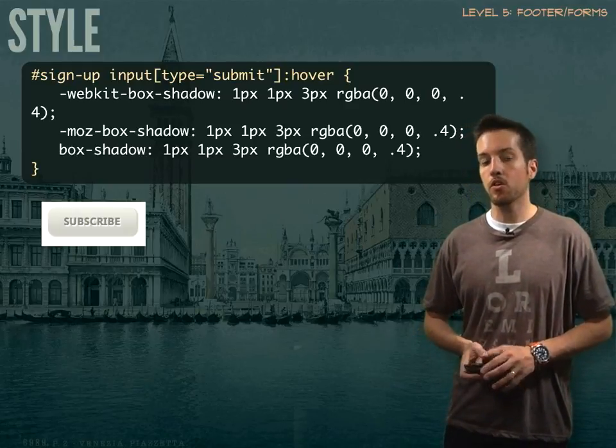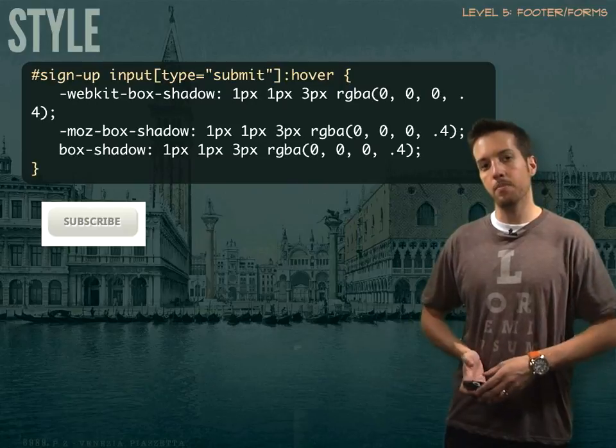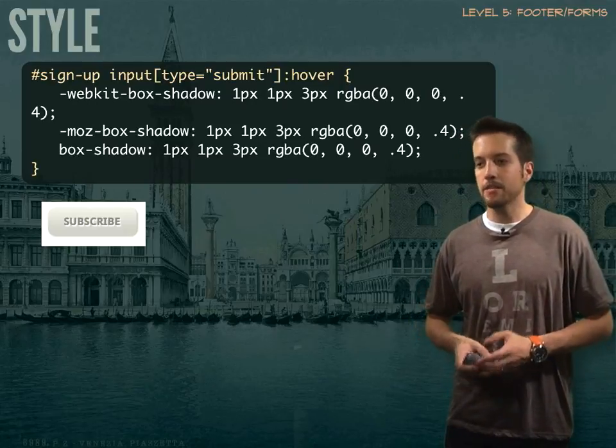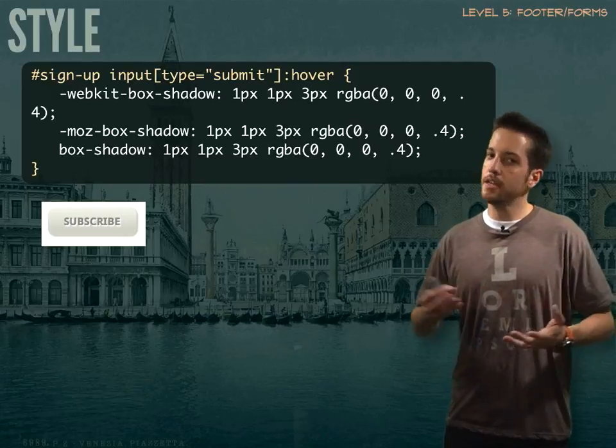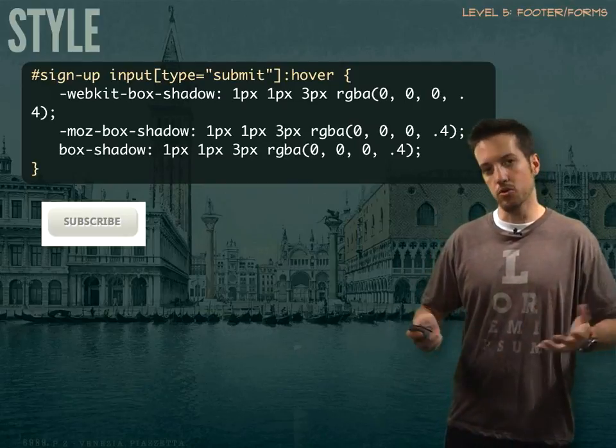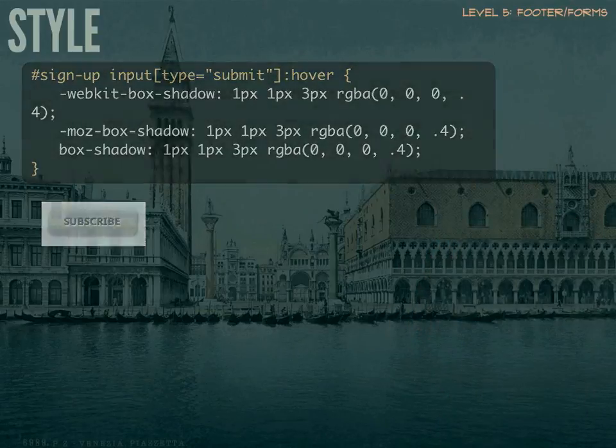So we've kept the color as standard black and then dropped the opacity to 0.4 as opposed to trying to find a gray color that works. This is a quick and easy fix to adding some drop shadow to your elements.